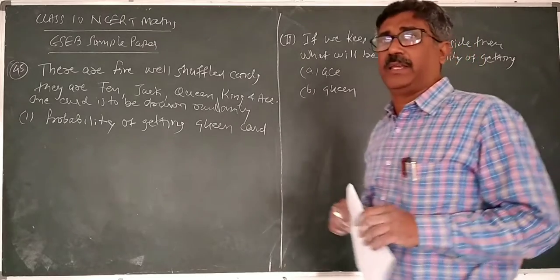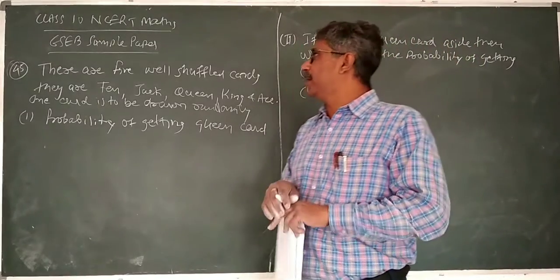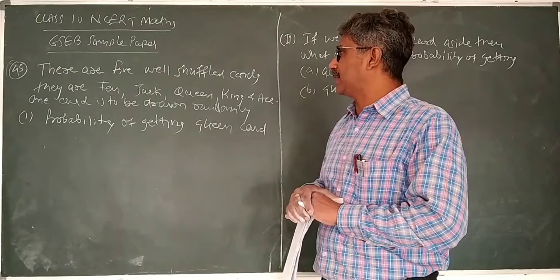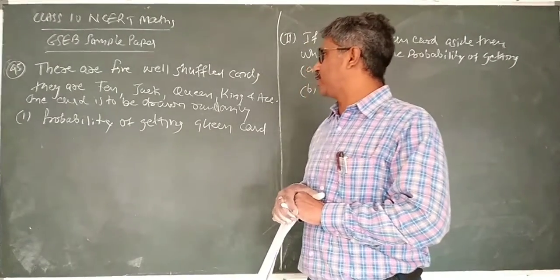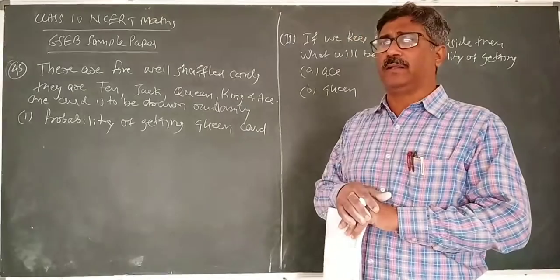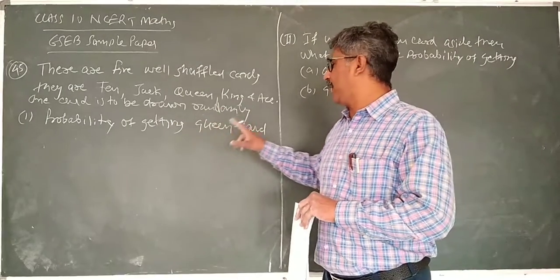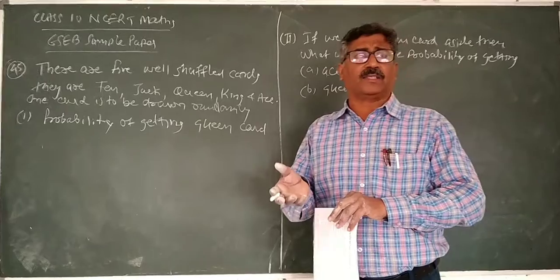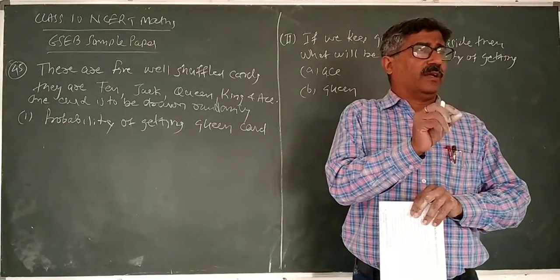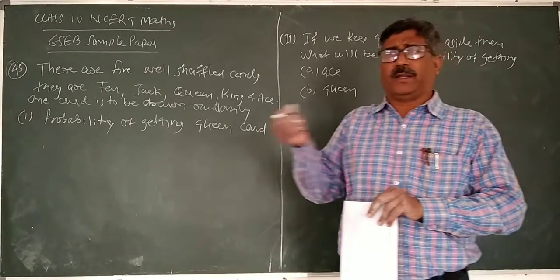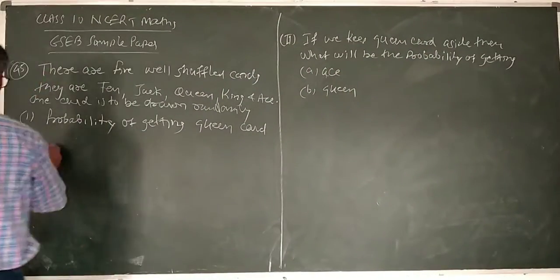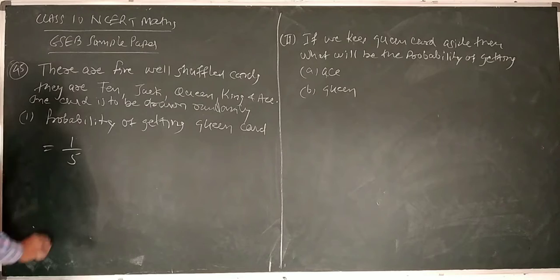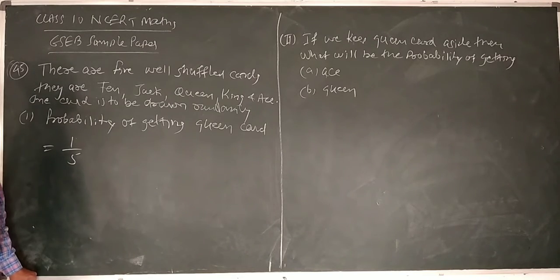Here in section C, the last problem, number 45. There are 5 available cards: 10, Jack, Queen, King and 8. One card is to be drawn randomly. Number 1, the probability of getting a Queen card. So there are 5 cards and we are drawing one card. So the probability of getting a Queen, here only one Queen is there, will be 1 upon 5.